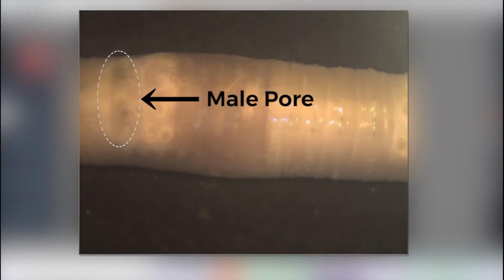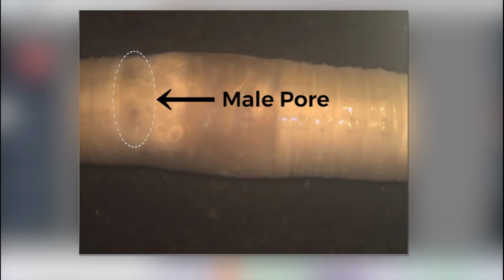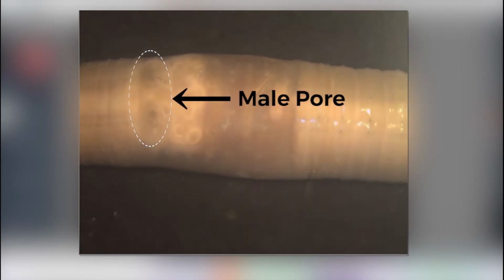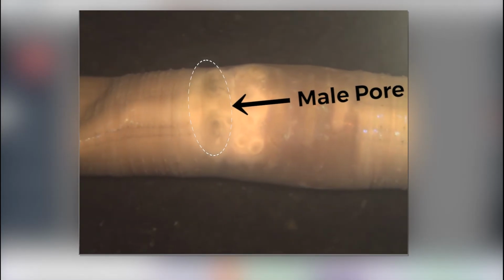Another aperture found on the ventral side of the body is the male genital pore. It may be found on the 17th or 18th segment, or the 10th or 11th segment, such as in Dravida.